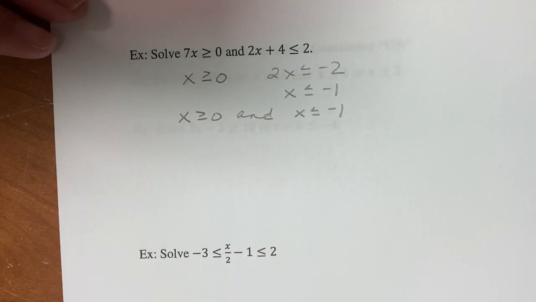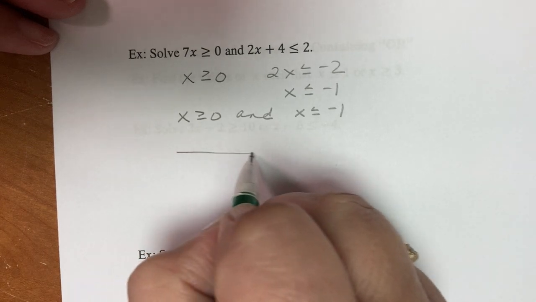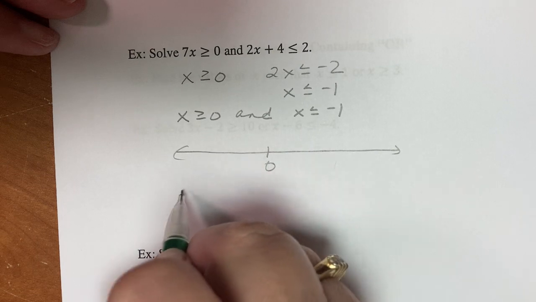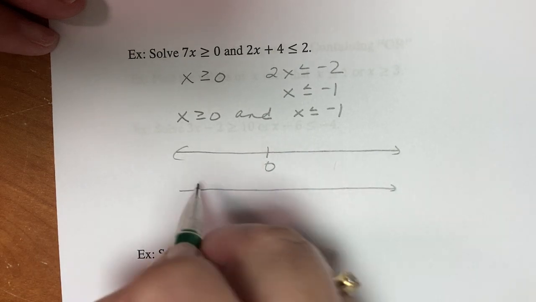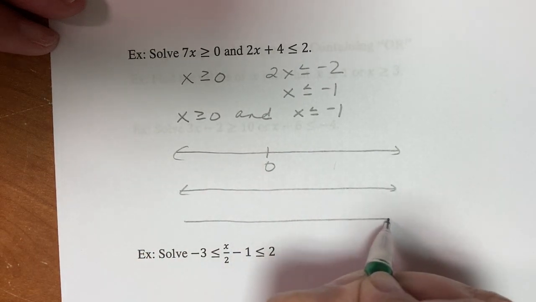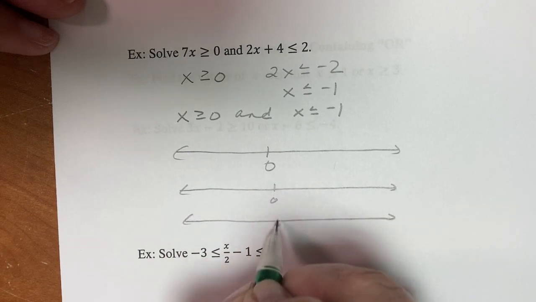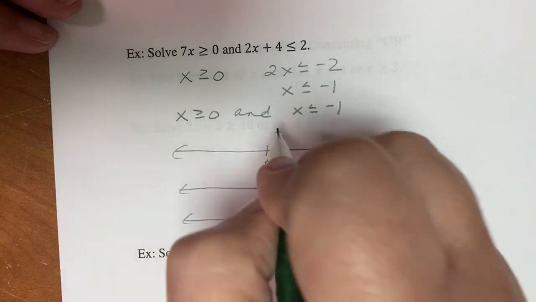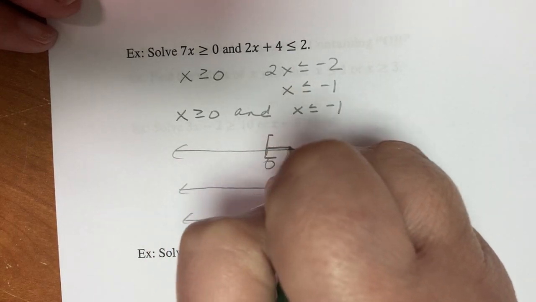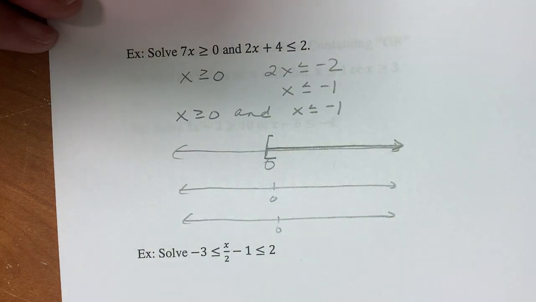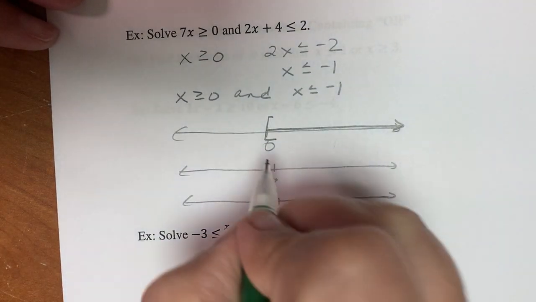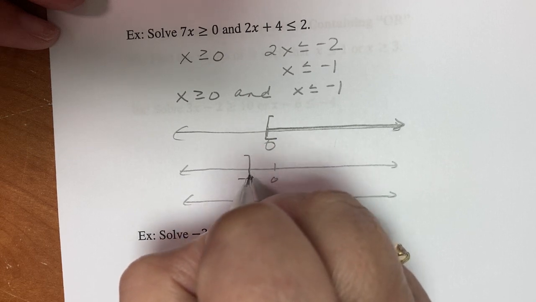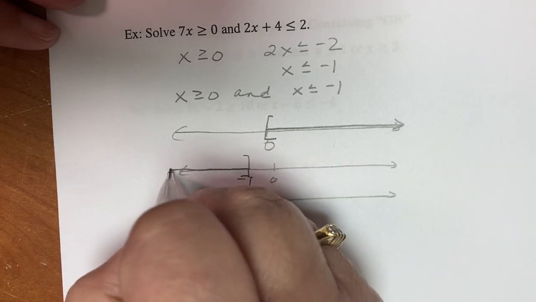Let's see what this would look like. Well, if I do my 3 graphs, and you don't have to do 3 graphs, by the way, I just think it's a good visual to see exactly what's going on. So, what are the numbers that are greater than or equal to 0? That would be a bracket and all of the numbers to the right. How about less than or equal to negative 1? That would be a bracket here and an arrow going to the left.